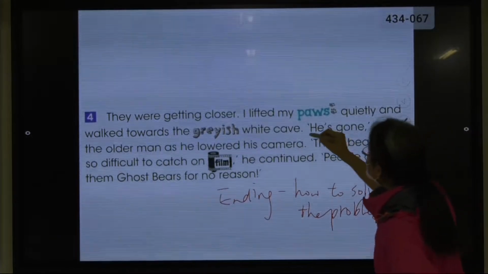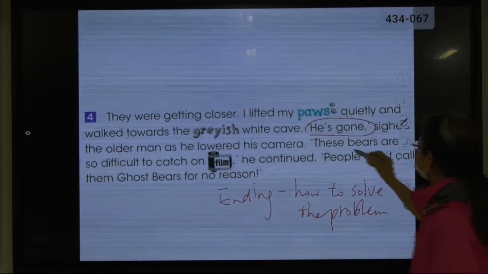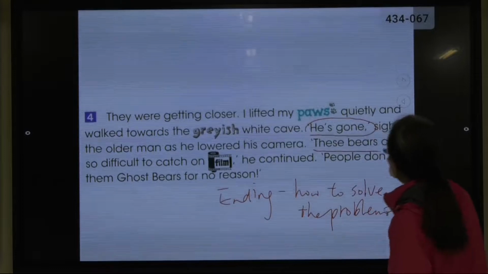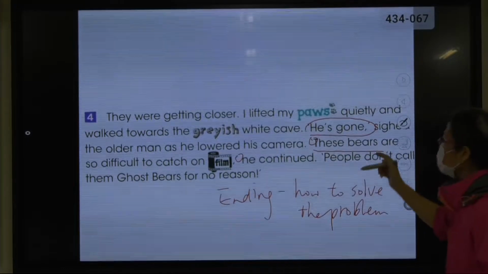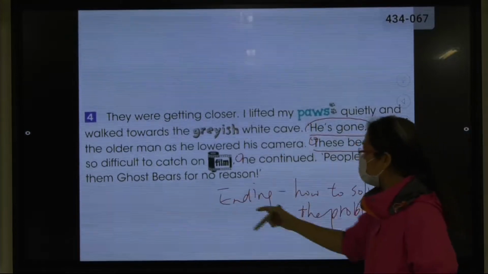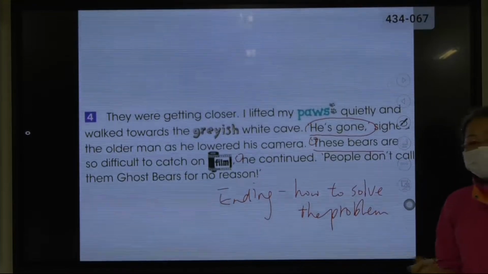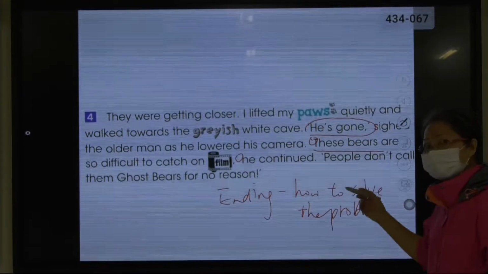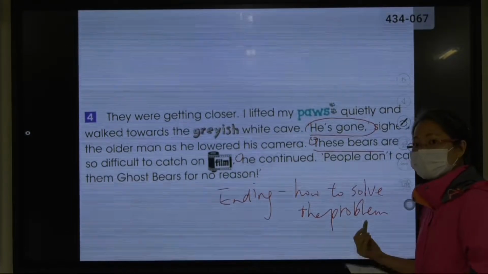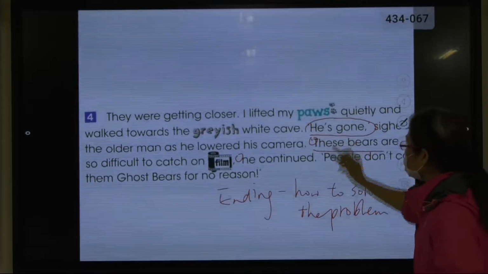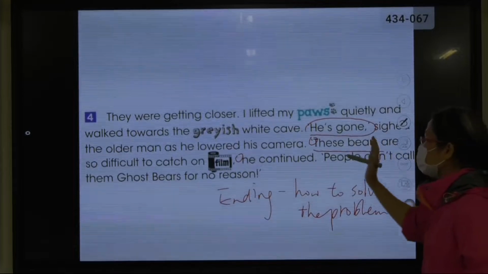Direct speech, for example, this one. "He's gone," sighed the older man. Or this one. "These bears are so difficult to catch on film." These are direct speech. It can make the story more lively. 對白可以令到故仔更加生動、更加有趣同埋有現場感。Okay? So usually in a story we use direct speech.